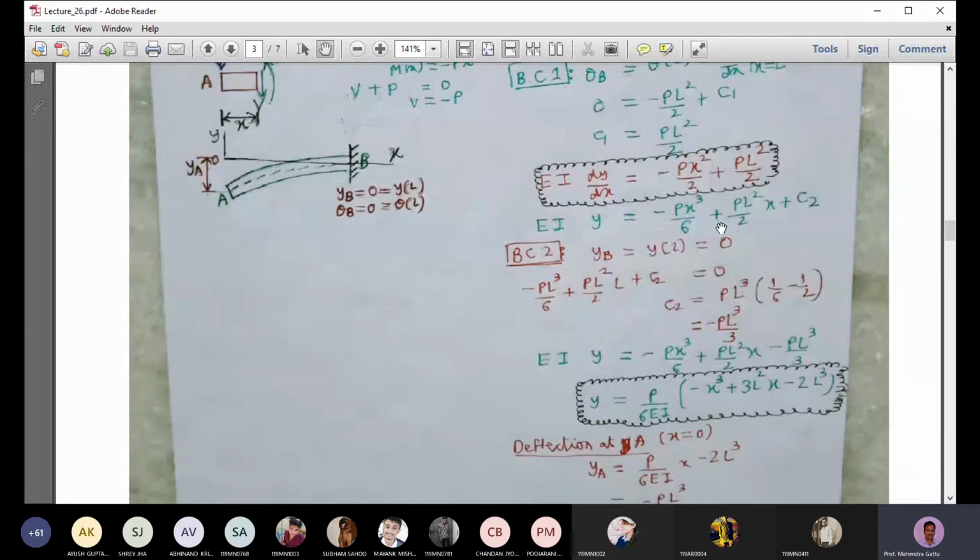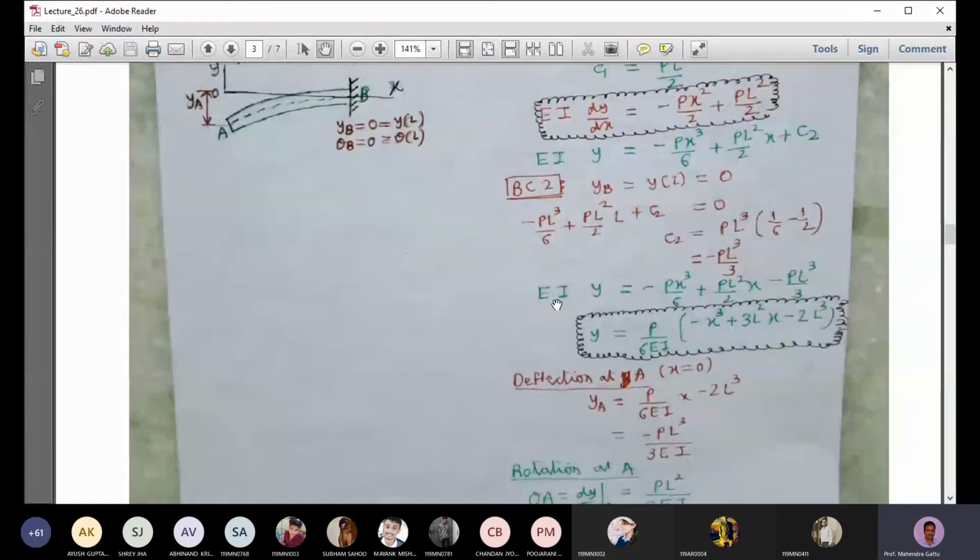So we substitute L in this expression, and we get minus PL³/6 plus PL²/2 into L plus C2. So what will happen? C2 is equal to PL³ times (1/6 minus 1/2). So 1 minus 3 by 6, so minus 2 by 6, it will be minus 1/3. C2 will be minus PL³/3. So we get the value for deflection y. So EIy is equal to minus Px³/6 plus PL²x/2 minus PL³/3.